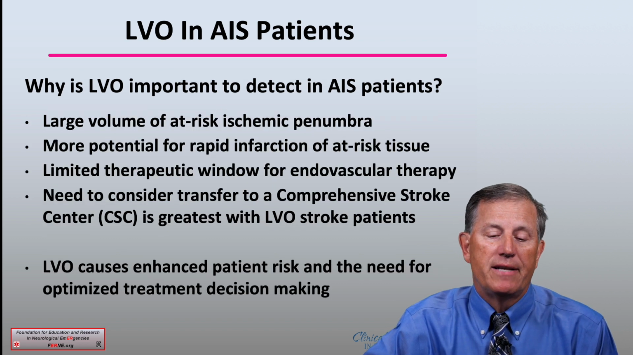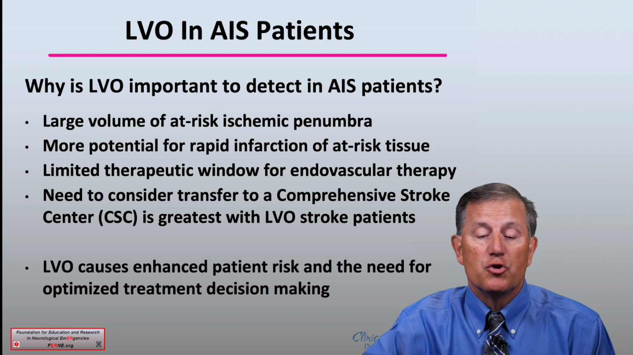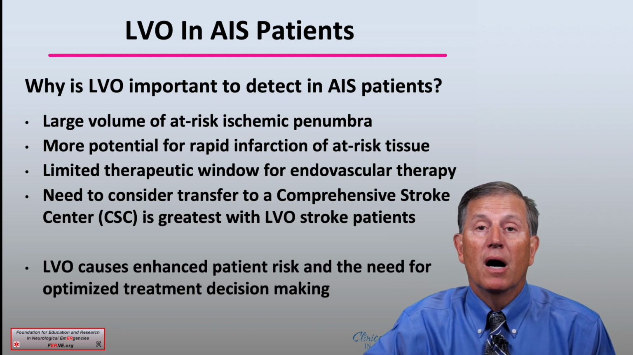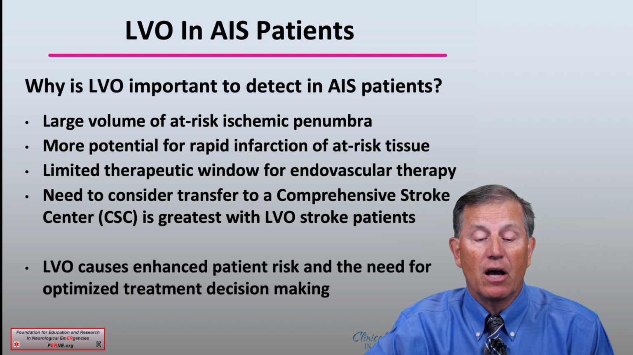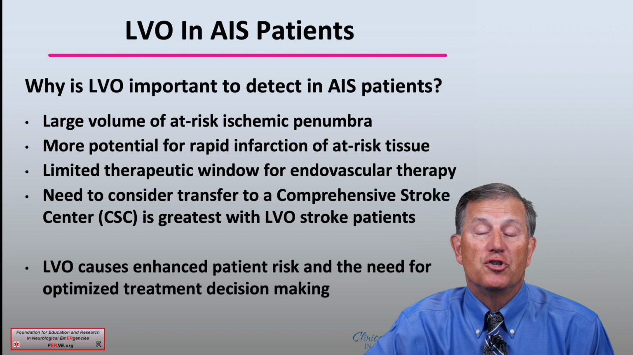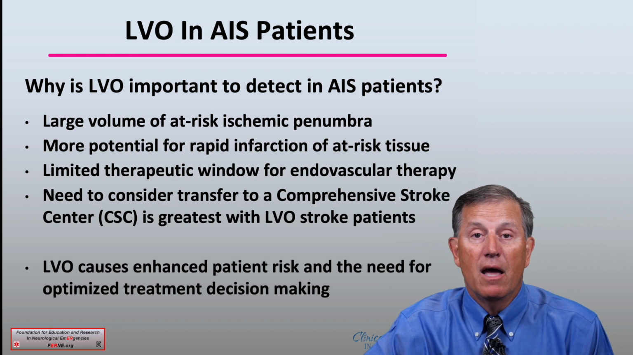And so why is it important to detect these LVOs? Large vessel occlusions often will cause a large volume of at-risk ischemic penumbra, which requires acute therapy. There's a greater likelihood for a rapid infarct to grow, or to grow rapidly, in this at-risk tissue, especially with the presence of an LVO. We know that there's a limited therapeutic window for endovascular therapy with LVOs because the decreased blood flow and oxygenation is so severe with LVOs that there is a limited amount of time for preventing the ischemic penumbra from becoming a core or growing core infarct.